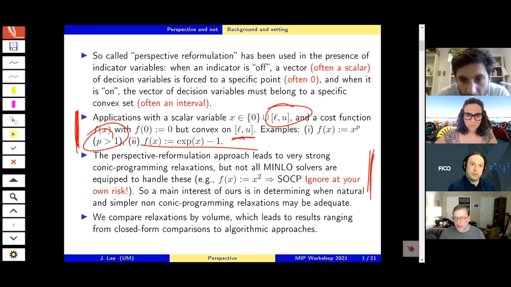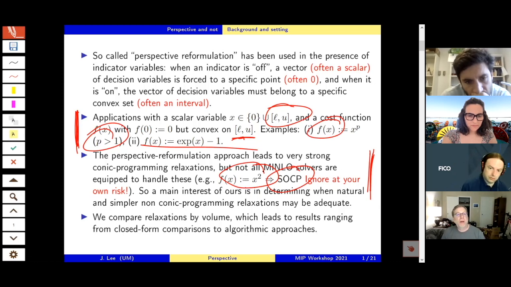I'll tell you exactly what I mean by the perspective reformulation in a moment, but what you should realize is that when you make these kind of perspective transformations of arbitrary convex functions, you're led into conic programming, and you have to have a barrier for the appropriate cone. If we're looking at quadratic functions, it's just an ordinary SOCP setting, and you can ignore that at your own risk. And what I mean by that is you can do the perspective transformation and feed your problem to an ordinary solver that's not cone aware.